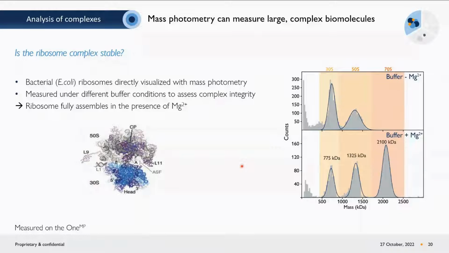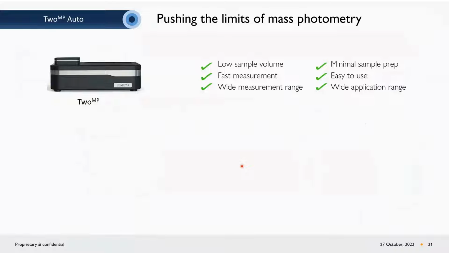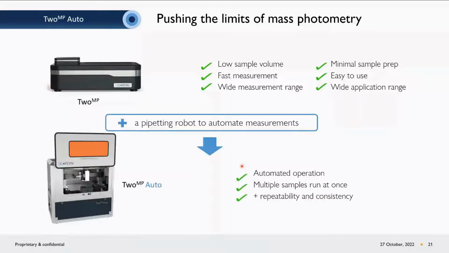Now, what we've learned about the application of mass photometry, we have hopefully learned that it requires low sample volume. It's a fast measurement, takes about 5 minutes. It has a really wide measurement range, therefore application range. It consumes minimal sample and also is quickly prepped and easy to use. Now, we decided to add a pipetting robot to automate these measurements, which then means that you have an automated operation, you can run multiple samples at once, and you have increased repeatability and consistency.